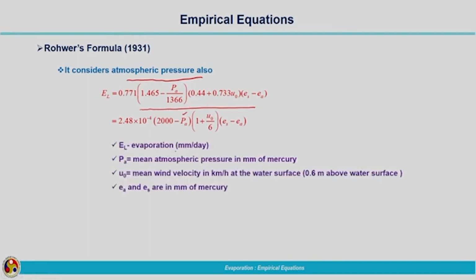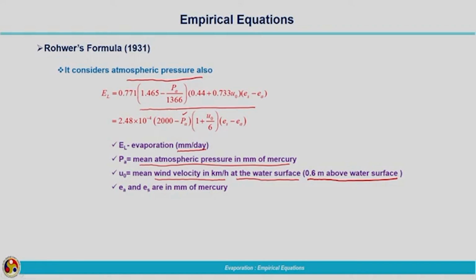So, EL is the evaporation again in millimeters per day, PA is the mean atmospheric pressure in millimeters of mercury. It is not in pascals, it is put in millimeters of mercury. So, you have to be careful about the unit here in this particular equation, and U naught is the mean wind velocity in kilometers per hour at the water surface. So, at the water surface measuring wind velocity will be slightly difficult. So, we can consider around 0.6 meters above the water surface. So, this is the particular equation in that PA is the atmospheric pressure and U naught is the mean wind velocity in kilometers per hour.